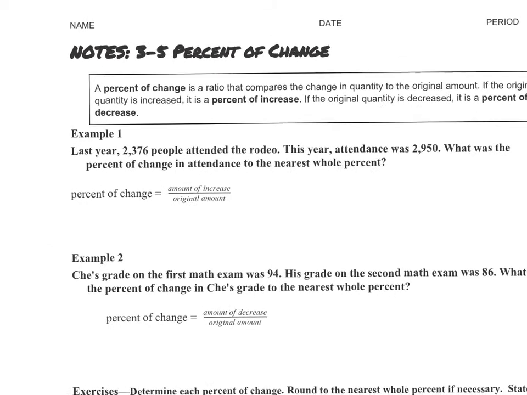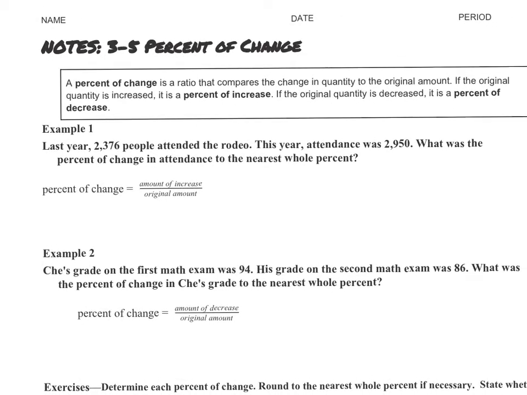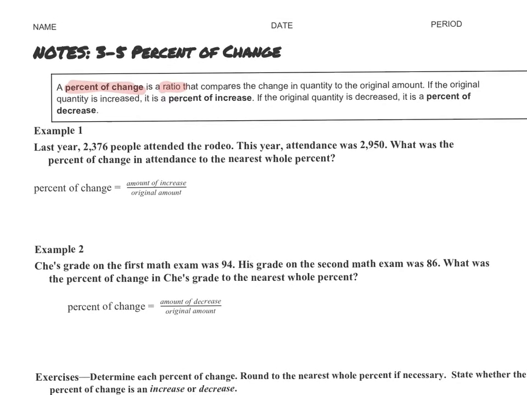The percent of change is a ratio, like we've been looking at, that compares the change in quantity to the original amount. So if the original quantity is increased, it's called a percent of increase. If the original quantity is decreased, it's a percent of decrease. Like when you go shopping, it'll say 30% off original price or 50% off original price. We're going to find that, okay?